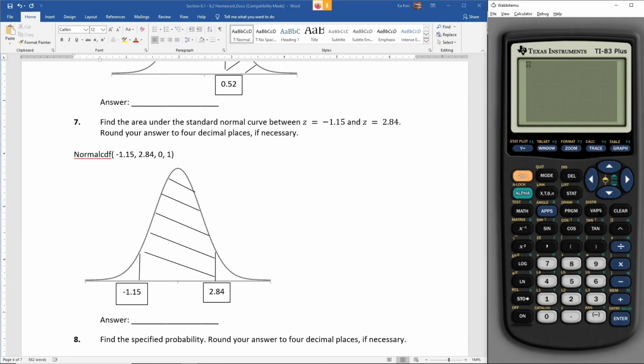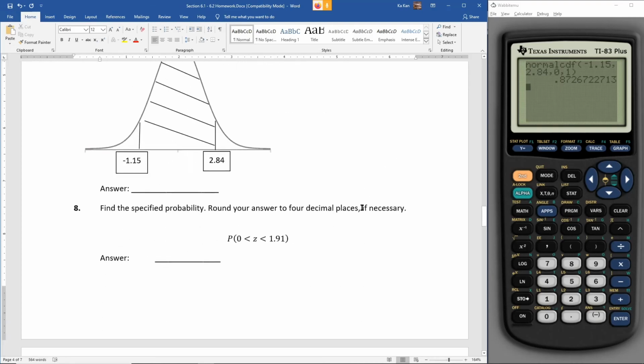So second, normal CDF, negative 1.15, comma, 2.84, comma, 0, comma, 1. And again, we could get away without the 0 and 1. Then that's the answer. Equals 0.8727. Again, it's very easy when you know the command and all that.